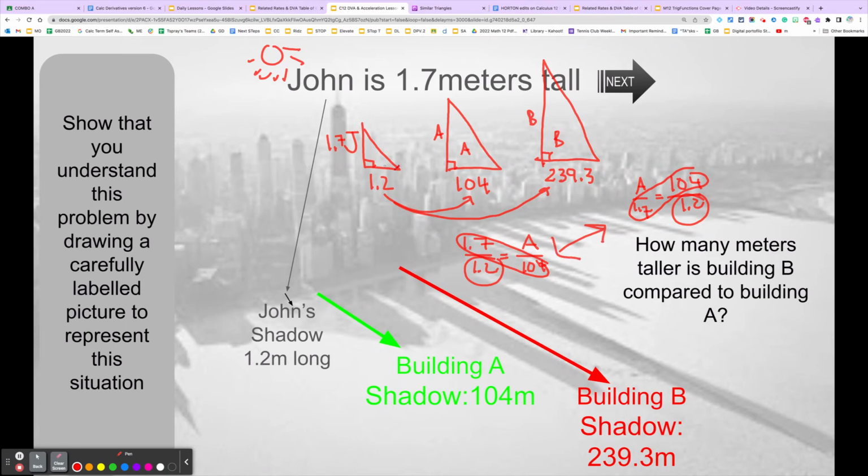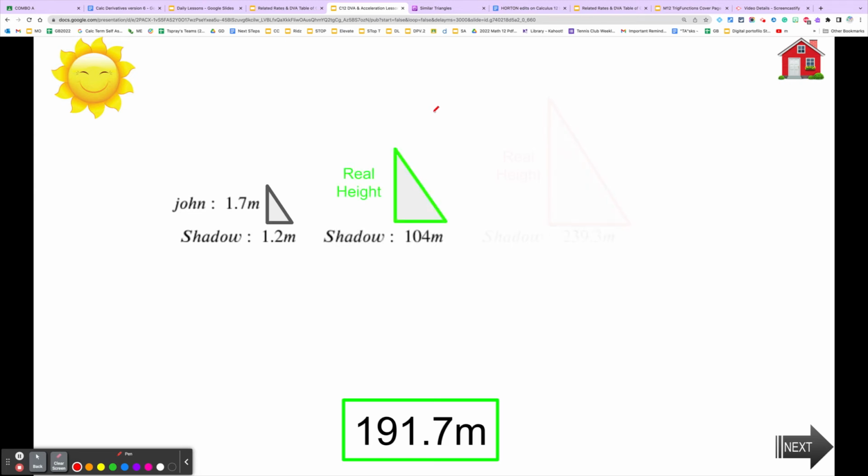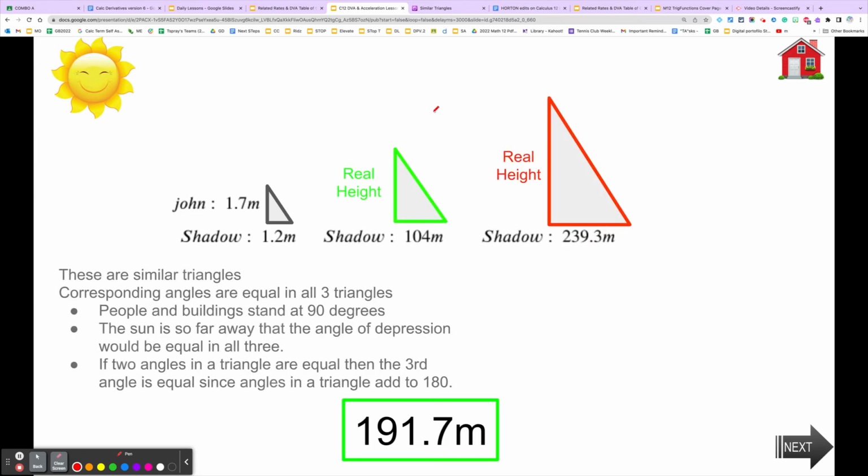So the bottom line is draw really good pictures, make sure that we can make these connections, and then set up the proportion. Let's see what my PowerPoint looked like. So there's John, and there's his shadow. There's the real height, and there's 104. There's the real height, 239.